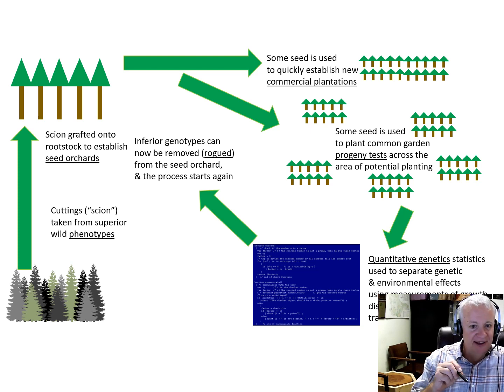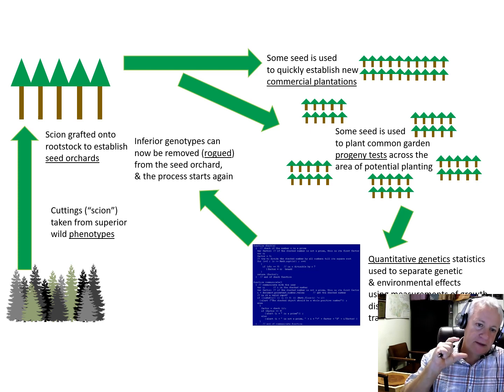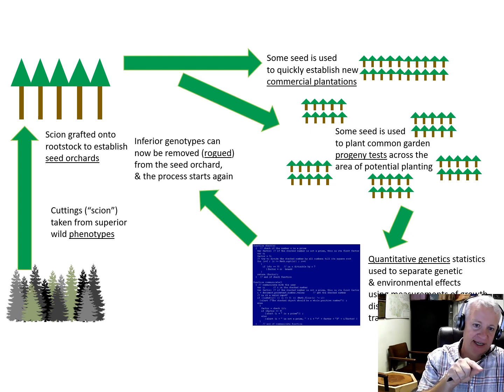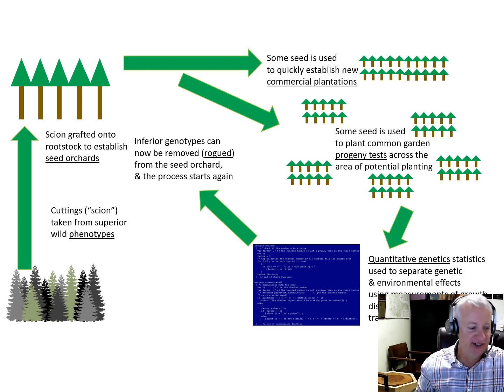That whole process, from selecting wild phenotypes all the way around through the cycle of testing and roguing, that is one generation. That's one full generation of improvement. The first generation of improvement in, for instance, loblolly pine took around 25 years.